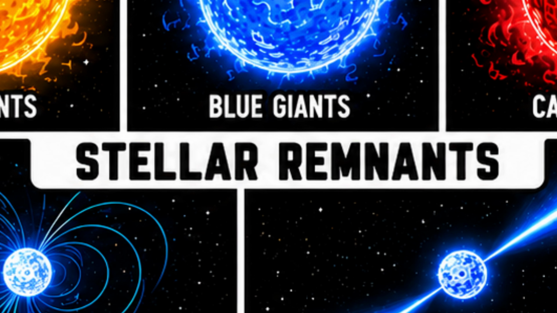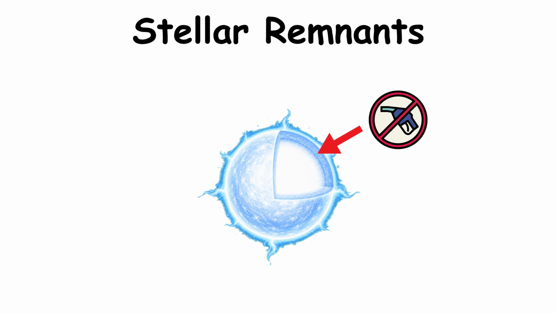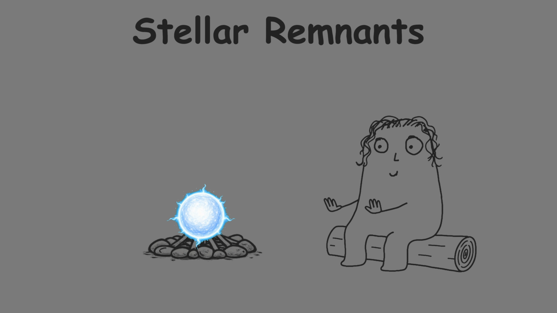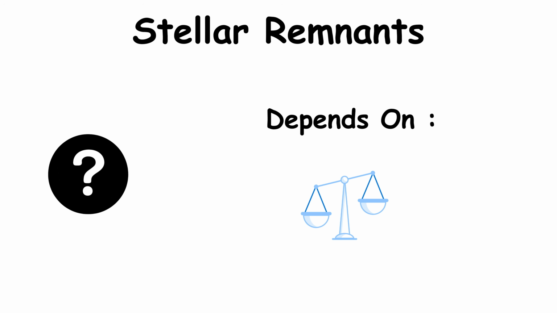Stellar remnants. Stellar remnants are the final remains of stars that have exhausted all of their nuclear fuel. Unlike main sequence stars and evolved giants, these objects no longer generate energy through fusion. The type of remnant a star leaves behind depends almost entirely on its original mass.